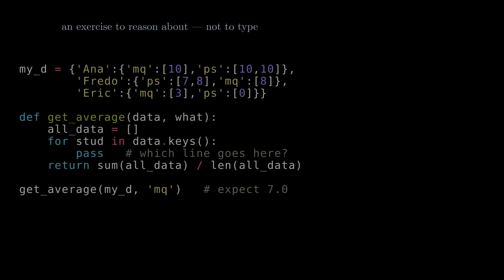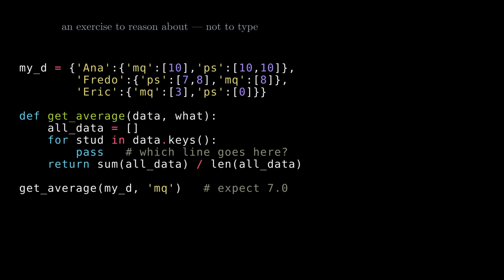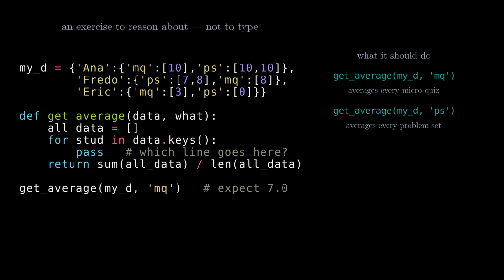Not great. Here's an exercise to reason about rather than type. This function, getAverage, computes the average of one category of work across the entire class. Give it the class dictionary and the string MQ, and it should average every micro quiz. Give it PS, and it averages every problem set. It starts with an empty list called all_data, then loops over every student key. The one missing line is the body of that loop, and the question is which version fills it correctly.